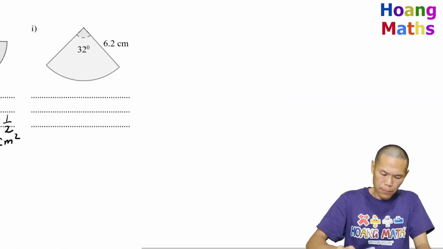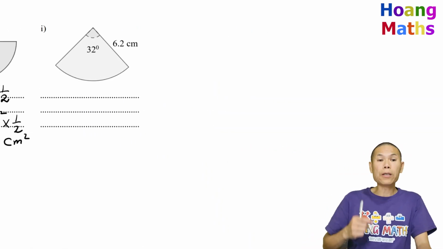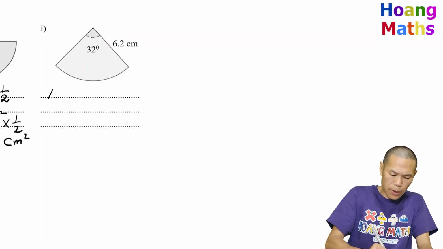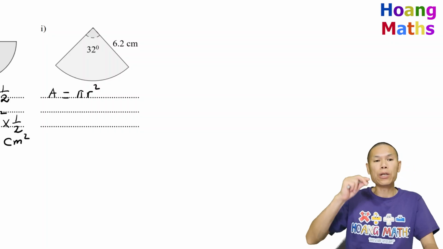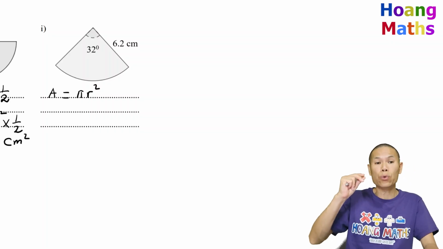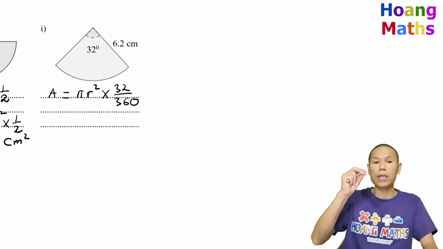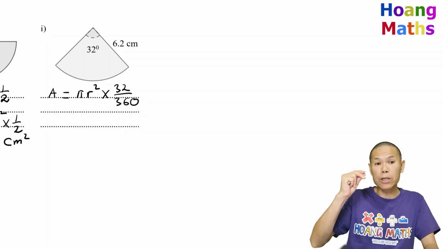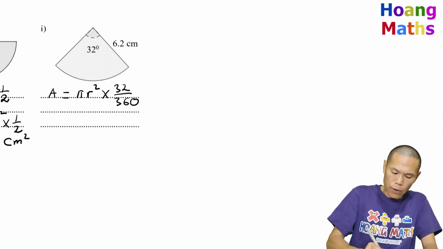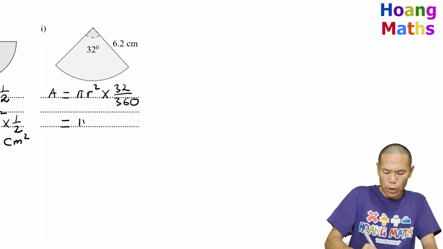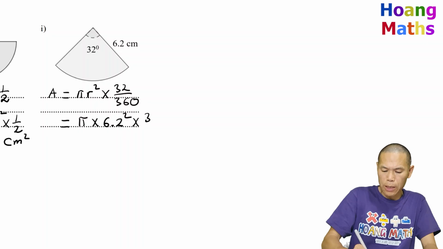Part I. So first of all, area of a circle, area is pi r squared, and we need to times 32 out of 360 degrees. So we times by 32 out of 360 because we just need a fraction of it. That is 32 out of 360. So the radius in this case is 6.2. So pi times 6.2 squared, we times 32 out of 360.